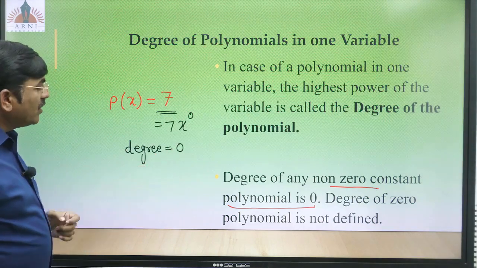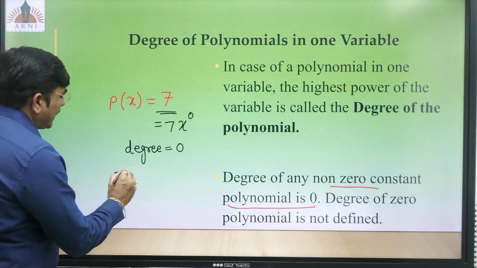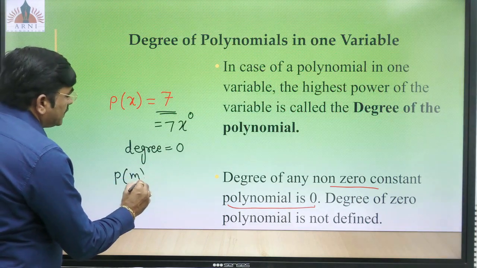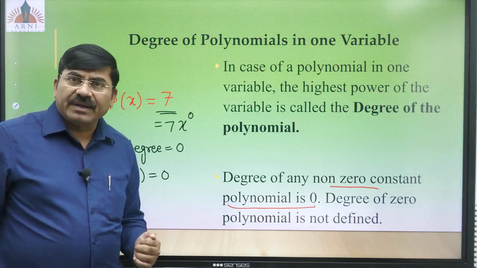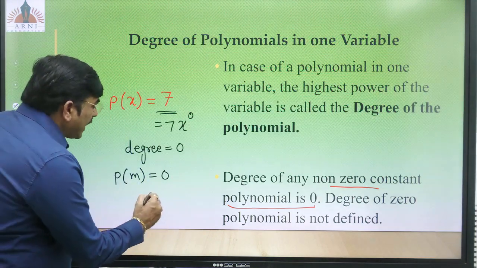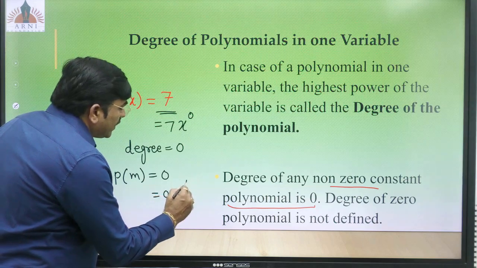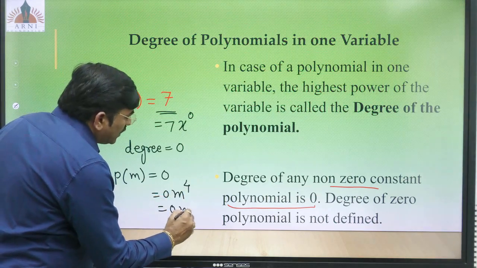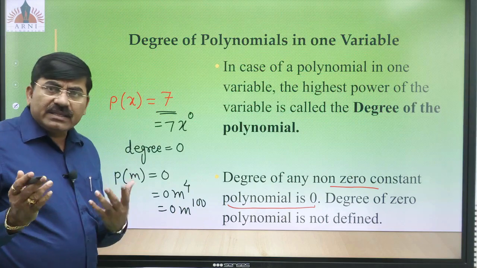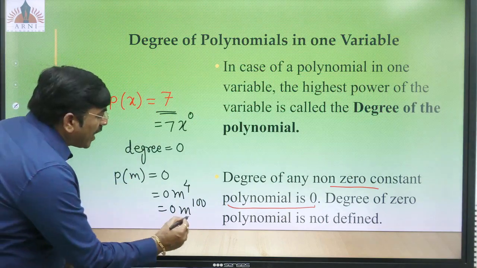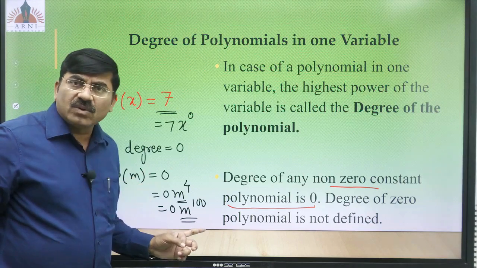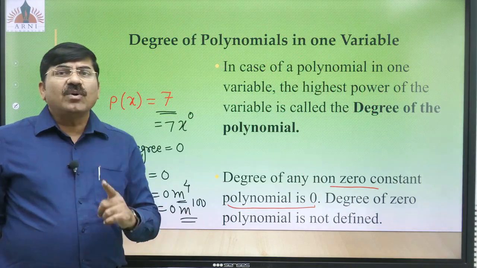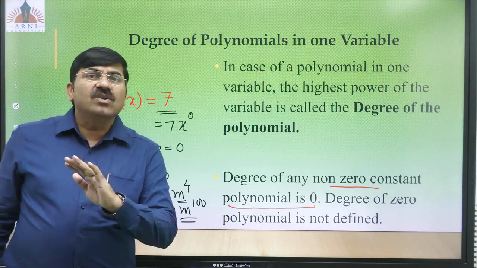But if the polynomial is 0, if I say p of m is 0 only, then its degree is not defined, because you can write like this: 0 m raised to 4 is also equal to 0 m raised to 100 or anything. So, that is why the power of m is not fixed, but all answers are 0. That means it is a polynomial, but its degree is not defined.